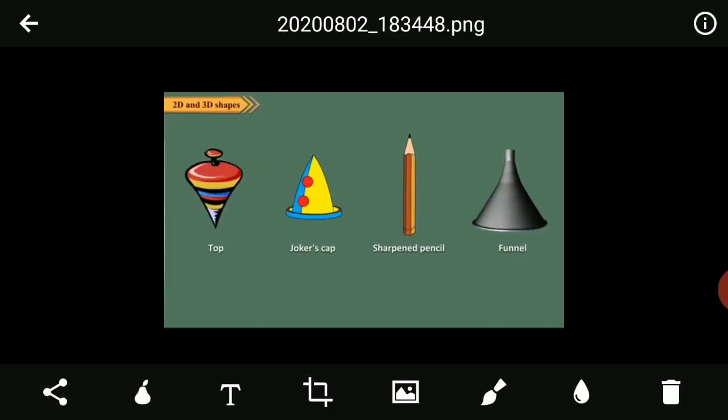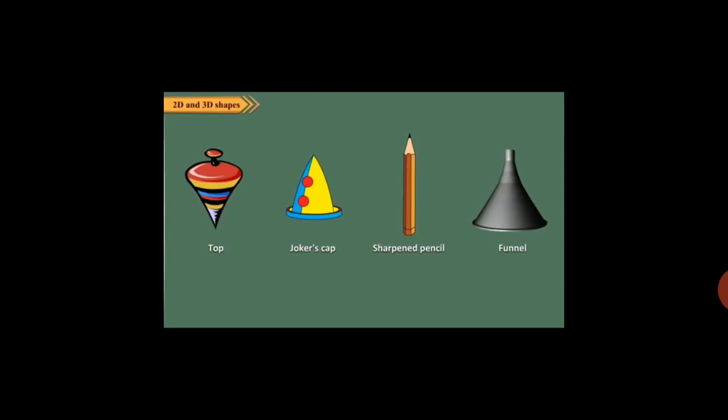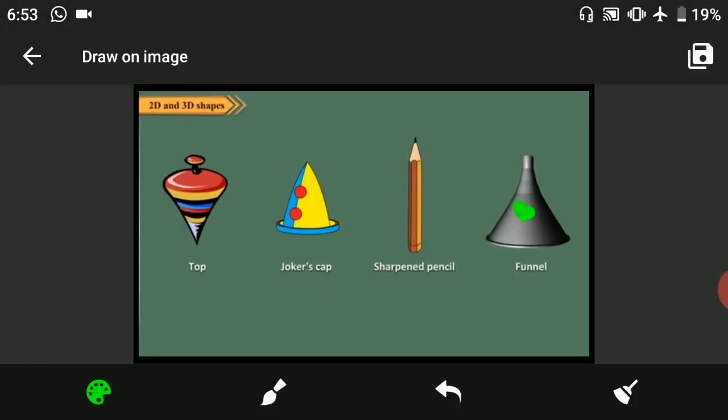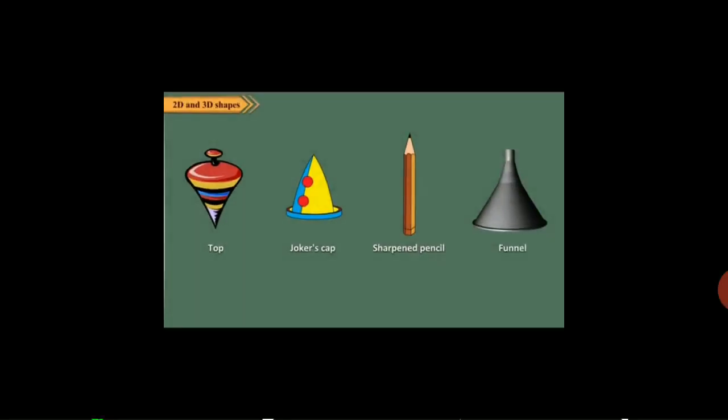All these examples are of cone: top, joker cap, sharpened pencil, funnel. All these examples are of cone. Will you please tell me how many edges it is having? Edges means line where two faces meet. See, this is one face and down is one face. So this line is coming. This line is called edge. So how many edges it is having? One.